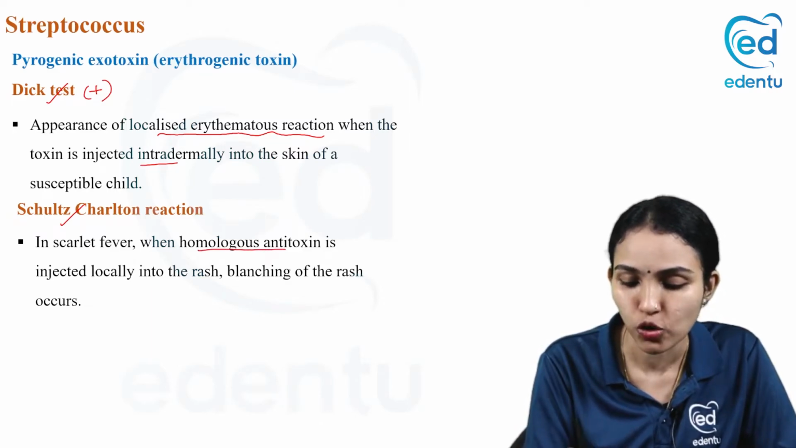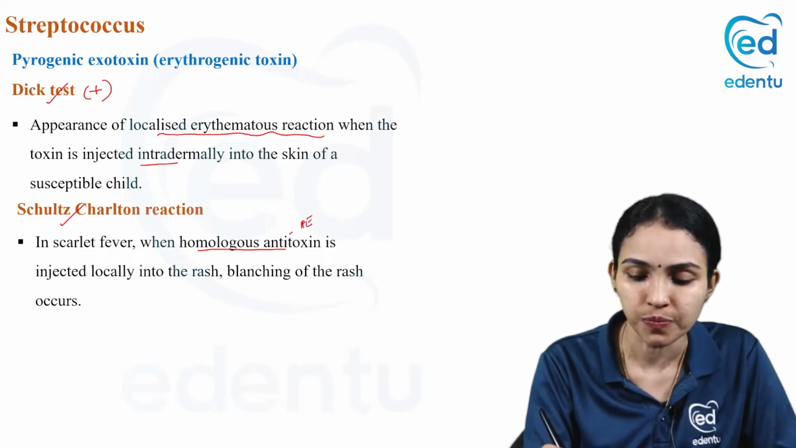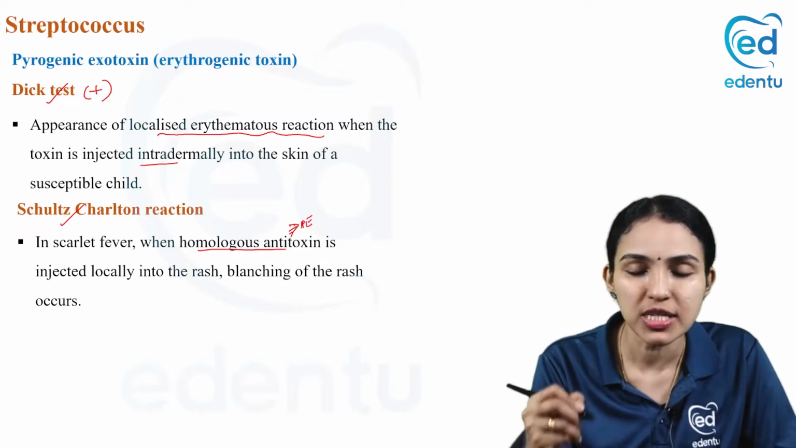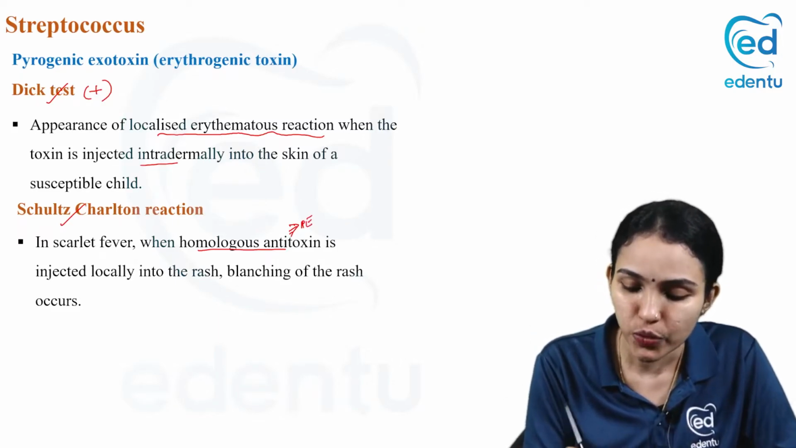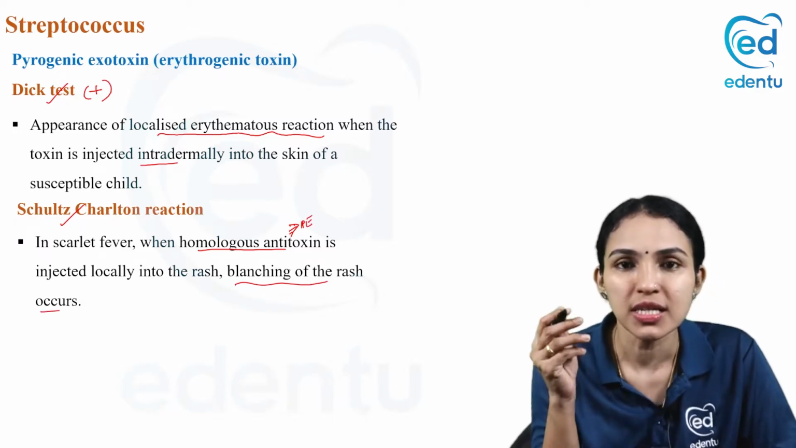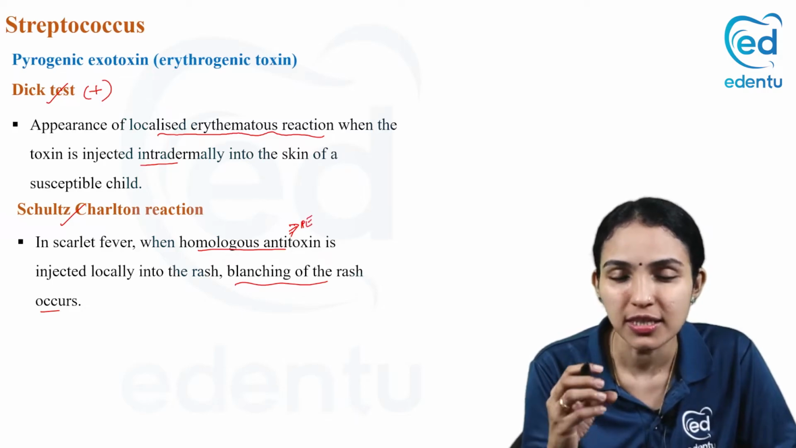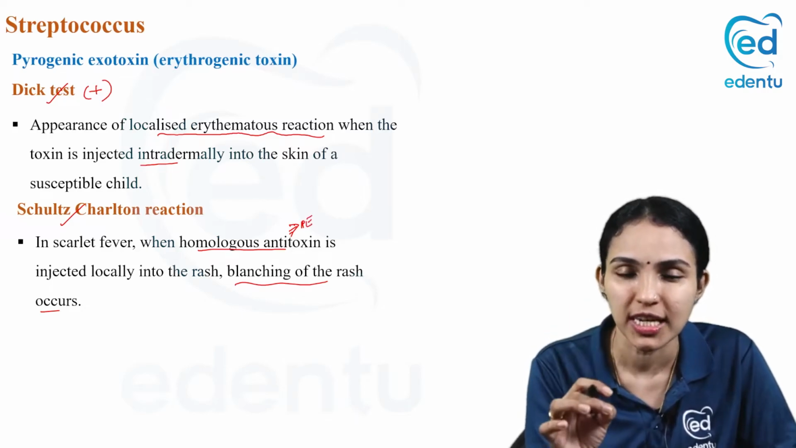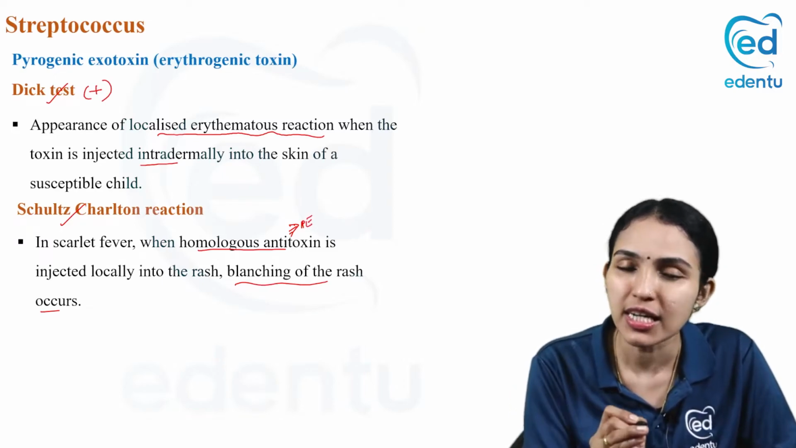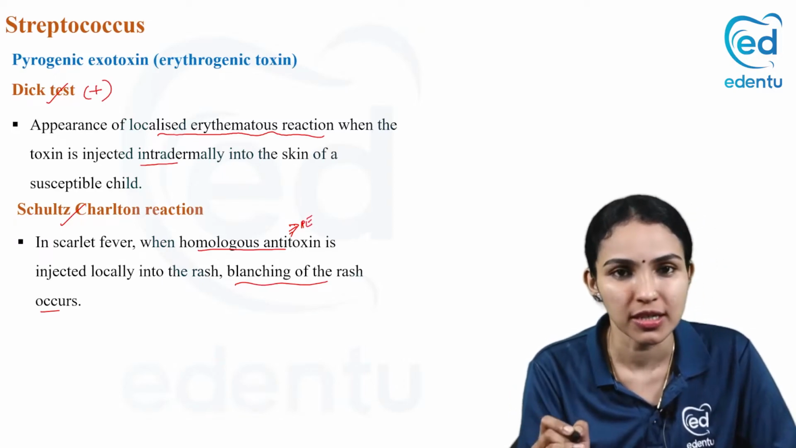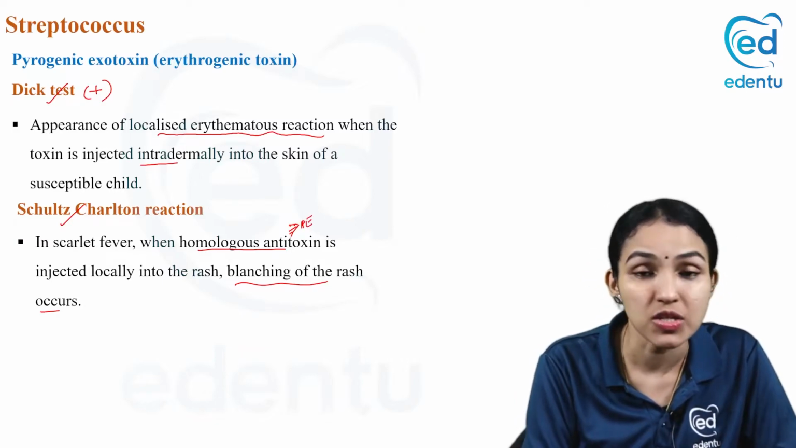Now, suppose a child already has scarlet fever, or we suspect scarlet fever. If you inject the homologous antitoxin, that is, antibodies to the pyrogenic exotoxin, into the rash produced in scarlet fever, you can see blanching of the rash. This is because of the toxin-antitoxin reaction. There is blanching of a rash when you inject antitoxin into it. That is called the Schultz-Charlton reaction. At least remember the Dick test and Schultz-Charlton reaction: they are based on pyrogenic exotoxins and are related to scarlet fever.